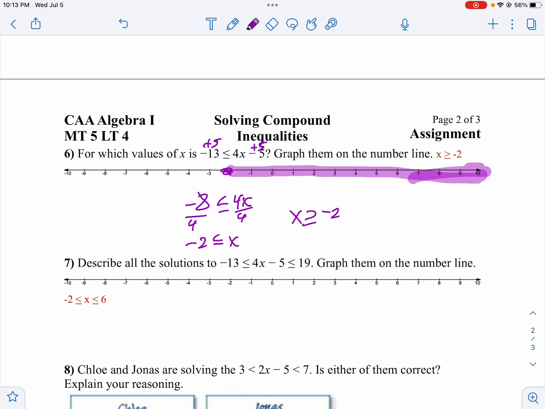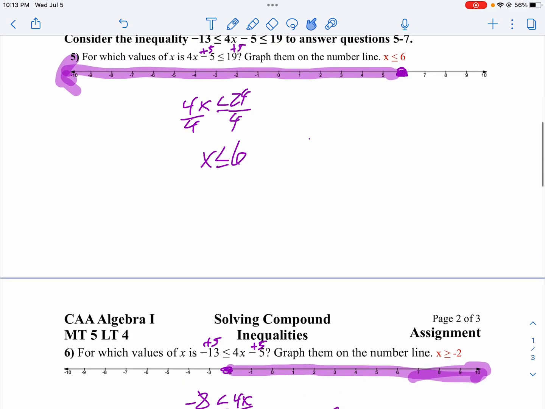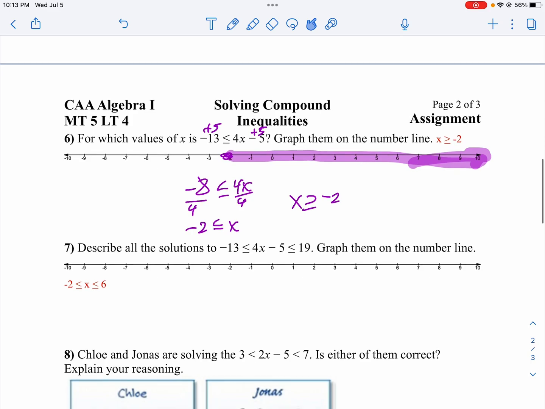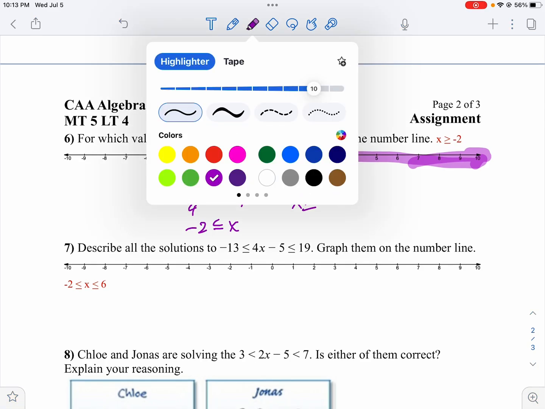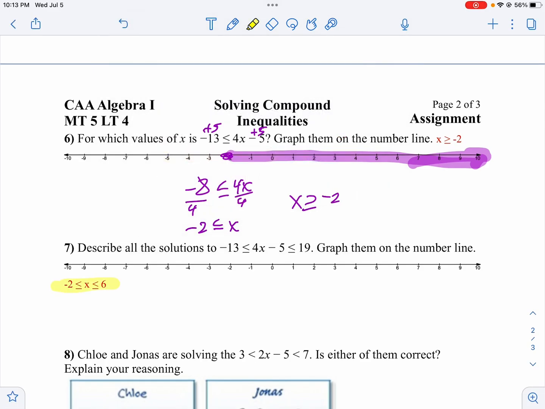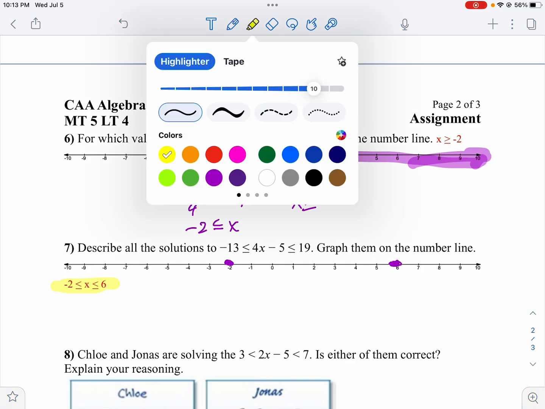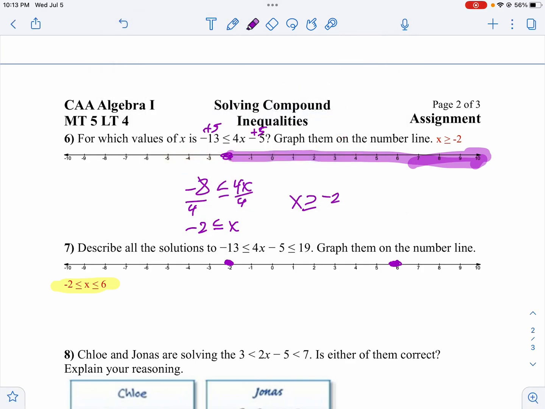Now what I'm going to do is combine my two answers from 6 and 7. I want to graph everything between negative 2 and 6. So closed circle on negative 2, closed circle on 6. And I'm going to shade in between these two numbers.